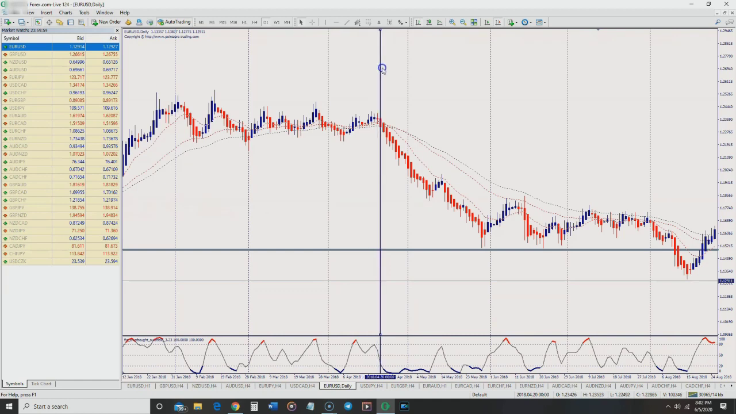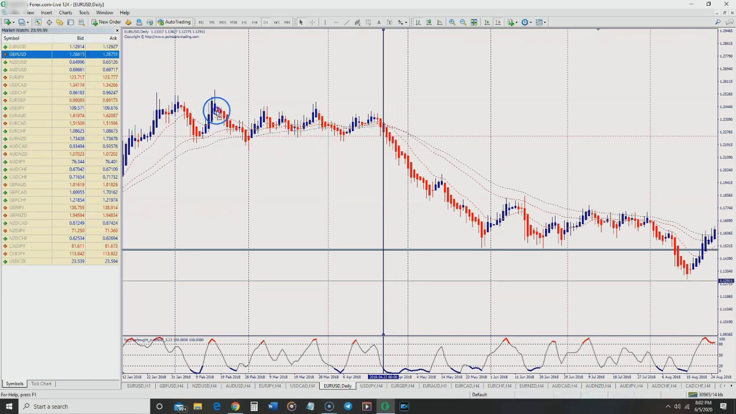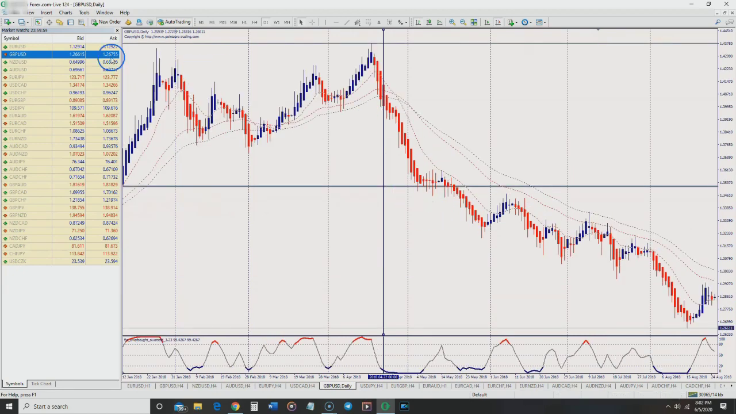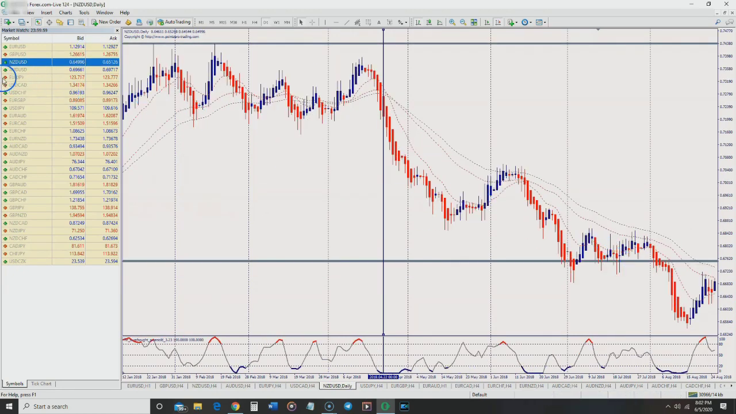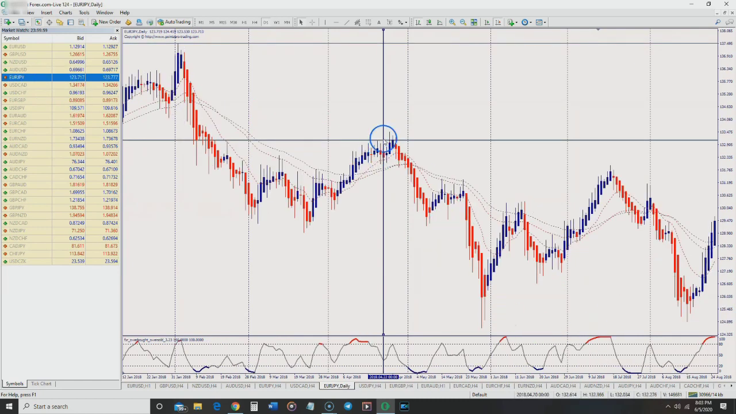Either here, you could have gone short here. Let's say we took it short here. That's your short trade. That's your entry right there. Your stop loss would have gone up here, but here's the first trading day right here. So let's see. Euro USD, sell. Pound USD, sell. NZD USD, sell. AUD USD, sell. Euro JPY, sell.